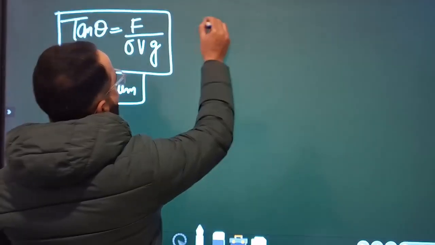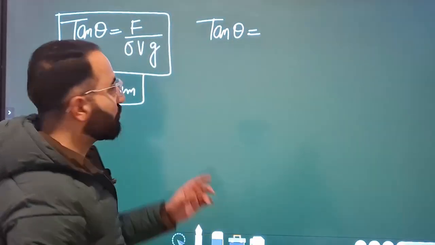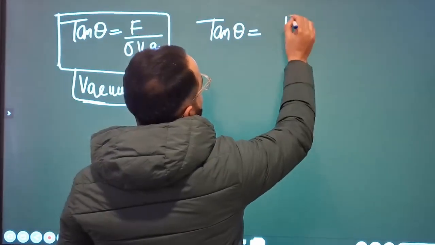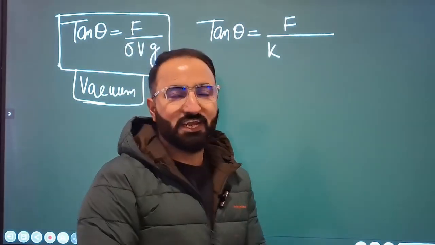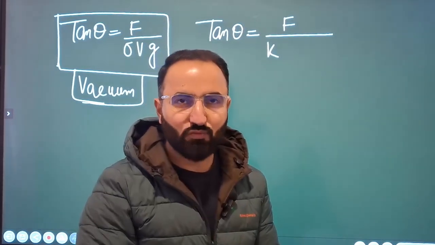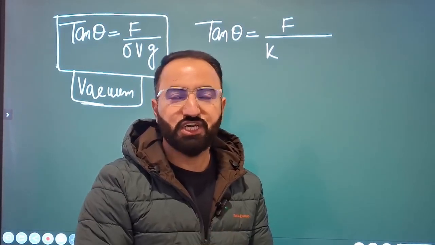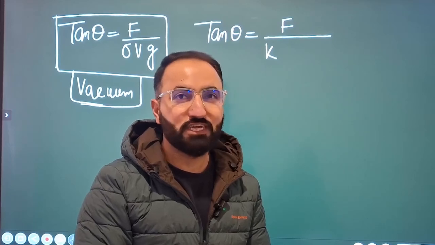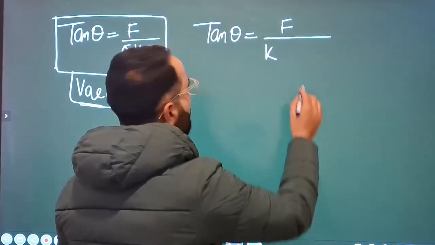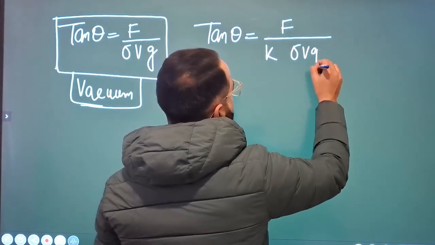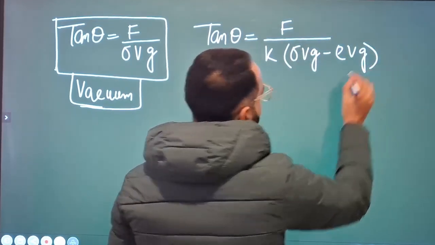In the liquid, the equation becomes something like this: tan theta. First and foremost, this F will be replaced. It will be replaced by F divided by K, isn't it? Number two, in the vertically downward direction there is weight, which is sigma into V into g, and in the vertically upward direction there's a buoyant force, which is rho into V into g. So the net force in the vertically downward direction will be sigma Vg minus the buoyant force, which is rho into V into g. All right.